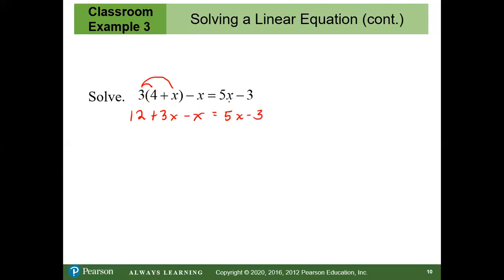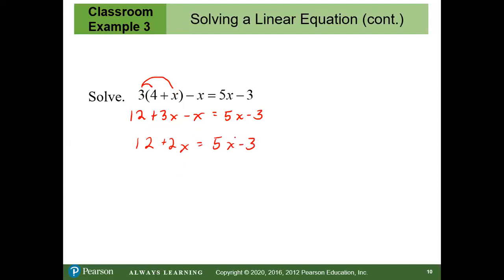So none of my focus is really here on the right-hand side. Most of my focus right now is right here on the left-hand side because number 1, I needed to get rid of the parentheses. Number 2, that has created like terms that I need to combine. So that's going to give me 12, and then 3x minus 1x is 2x is equal to 5x minus 3.